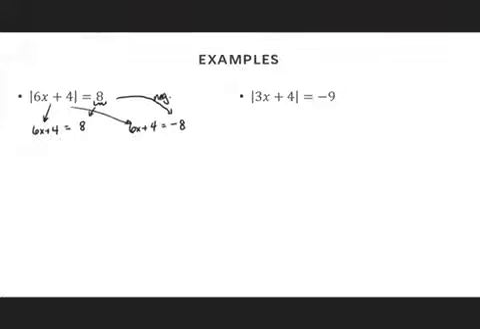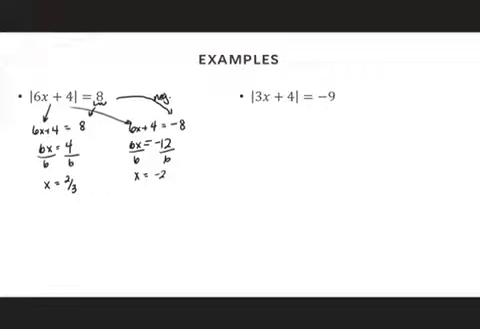So 6x plus 4 equals 8, which means that 6x is 4. Divide both sides by 6. So x is 2/3. Over here we've got 6x equals, subtract 4 from each side, negative 12. Divide by 6. So x is negative 2.